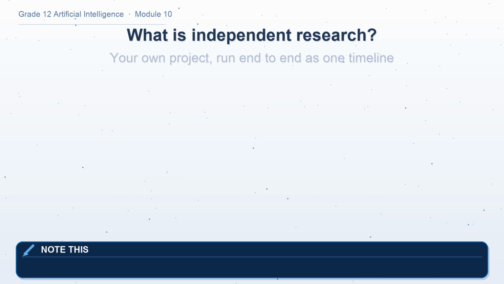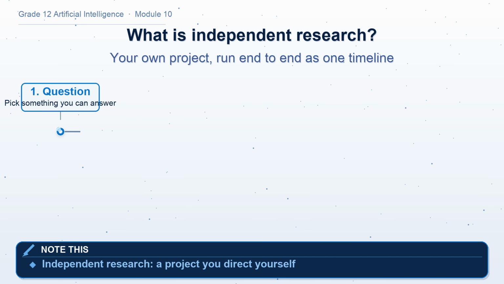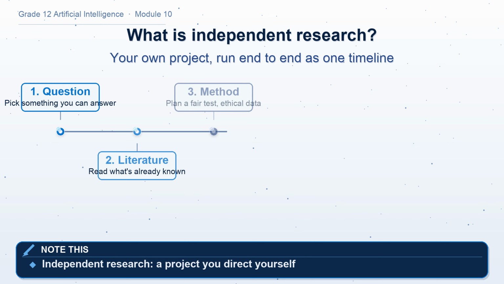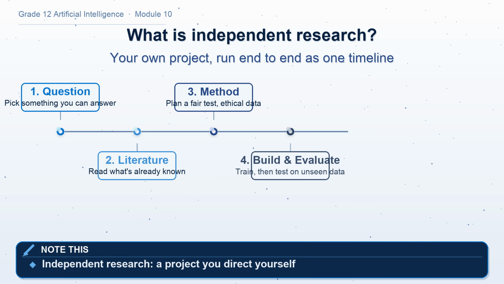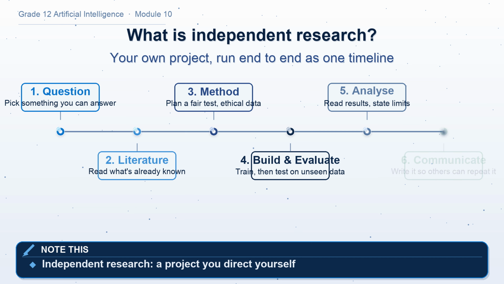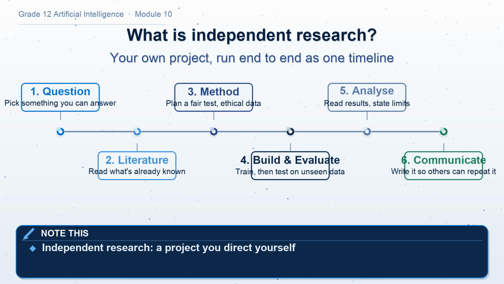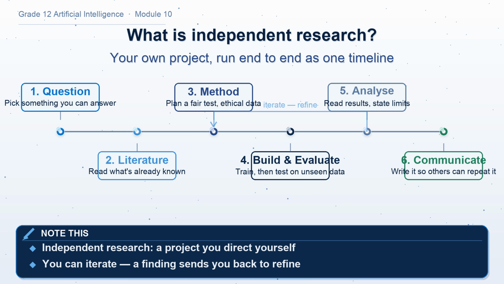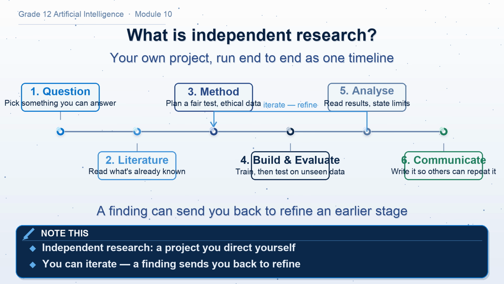It is not repeating a tutorial where the answer is already known. It is a project that you direct yourself from a question nobody has answered for you to a result you produce and defend. Your project runs along a single timeline through 6 milestones. First, a question worth answering, then a review of what is already known, then a method with data gathered ethically, then you build and rigorously evaluate, then you analyze stating the limits, and finally you communicate it so others can repeat it. The timeline moves forward, but it is not rigid. A finding can send you back to refine an earlier stage. Let's walk these milestones one at a time.